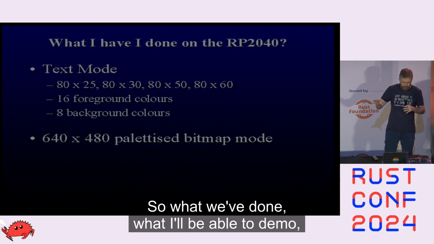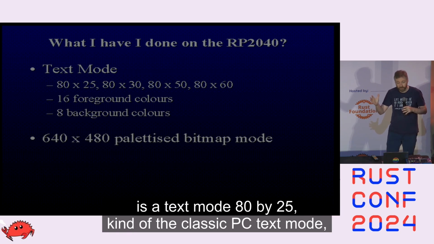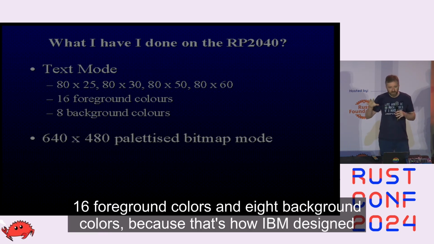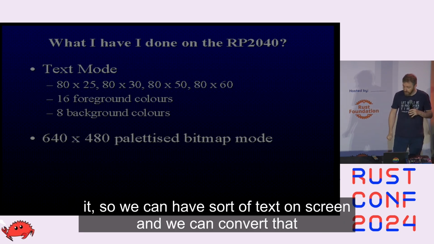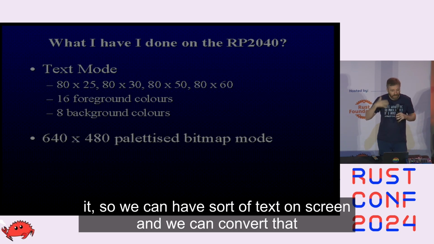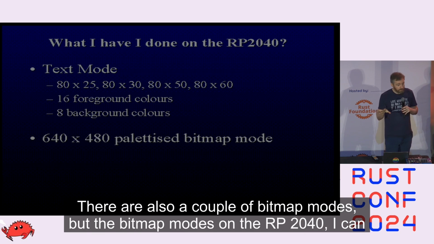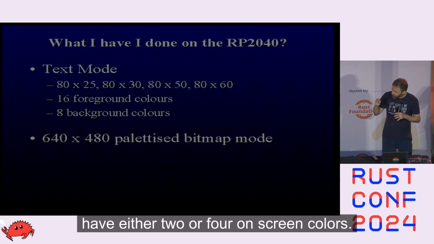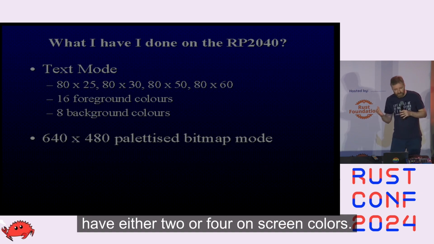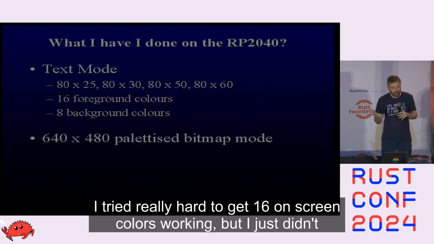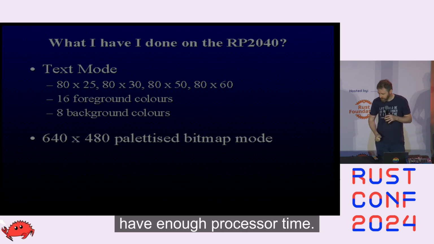So what I'll be able to demo is a text mode. 80 by 25, kind of the classic PC text mode, 16 foreground colors and 8 background colors, because that's how IBM designed it. So we can have text on screen, and we can convert that into pixels in real time. There are also a couple of bitmap modes. But the bitmap modes on the RP2040, I can have either 2 or 4 on-screen colors. I tried really hard to get 16 on-screen colors working, but I just didn't have enough processor time.